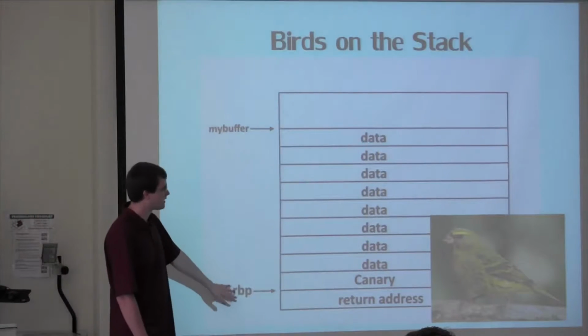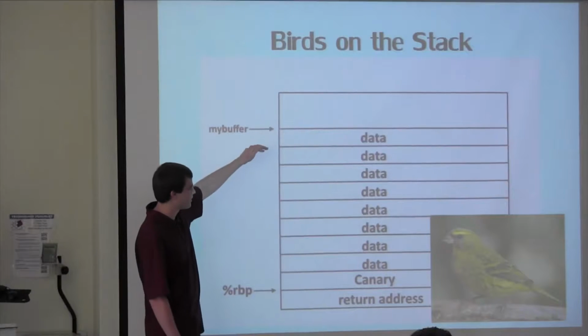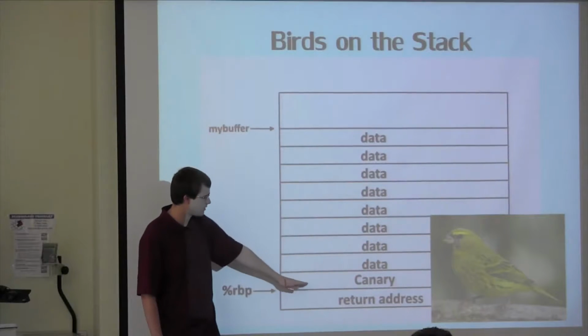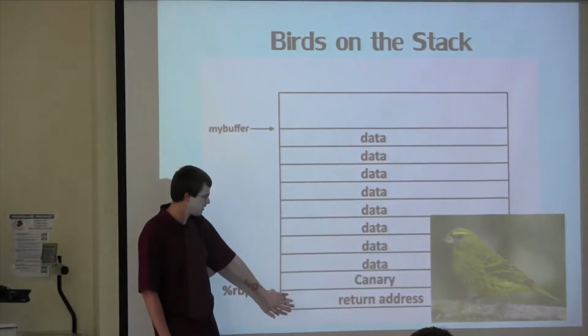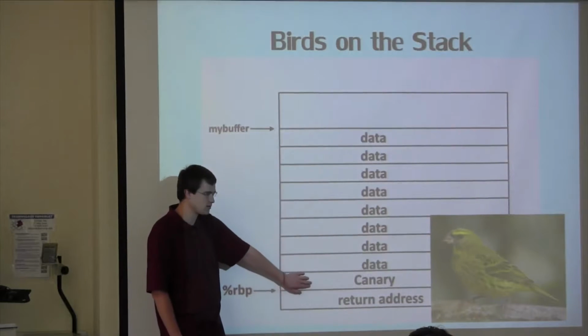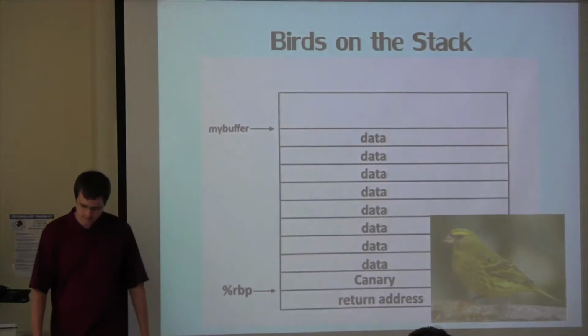So this is what that looks like. You have your buffer, a bunch of data in it, and right here, after your buffer, but before the return address, is where you store that canary value.